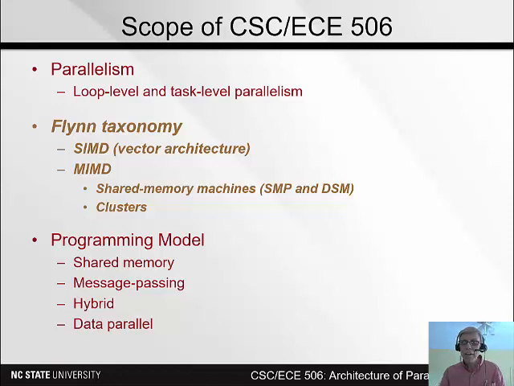Okay, now let's turn our attention to the Flynn taxonomy. It's named after Michael Flynn, who was a professor at Stanford, and he came up with this hierarchy, I think, back in 1967, when people were just beginning to think about parallel computers.